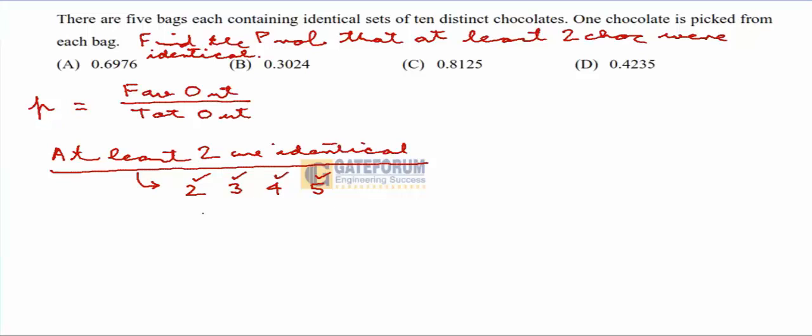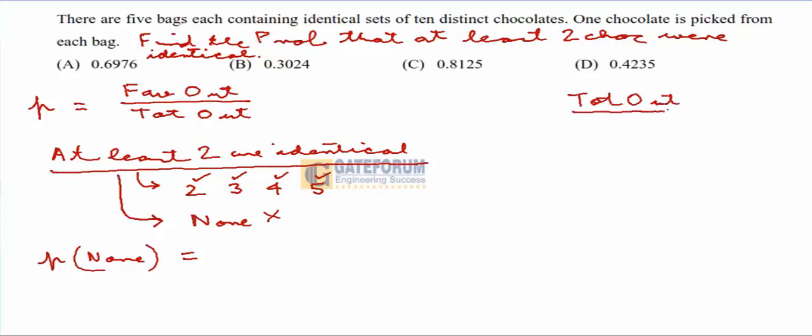So what should you do? Immediately in my mind will come: which case is not applicable here? The only condition that is not applicable here is none are identical. So my aim will immediately be, let us find the probability that none are identical. So how will I do that? Once again, favorable outcome by total outcome. So what is the total outcome?